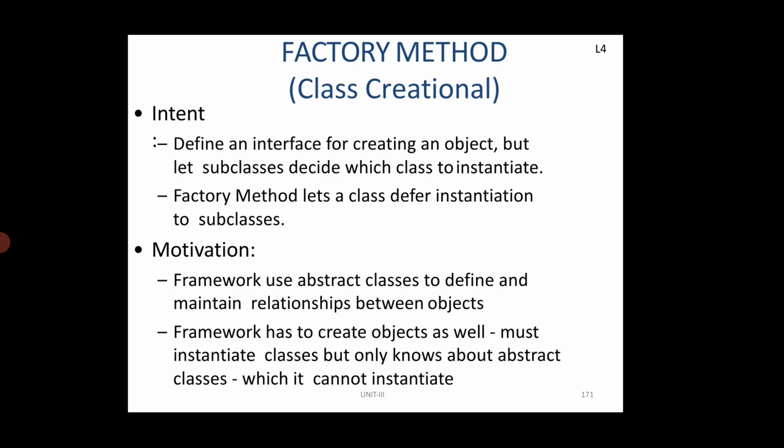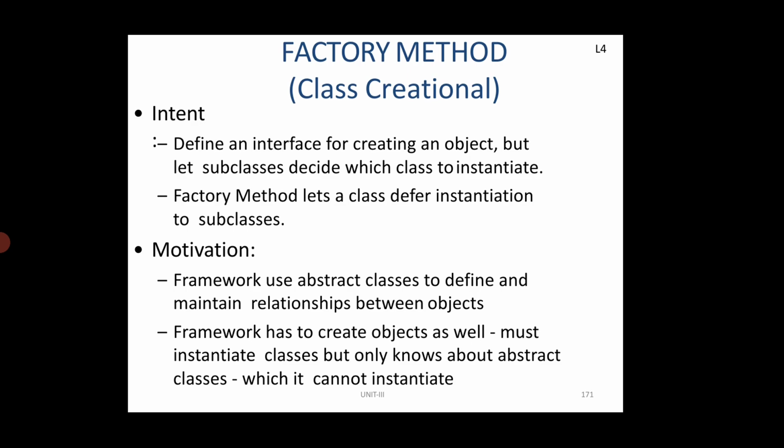It is a short statement that tells us to define an interface for creating an object, but let subclasses decide which class to instantiate. So the factory method lets a class defer instantiation to subclasses. What does it mean exactly?